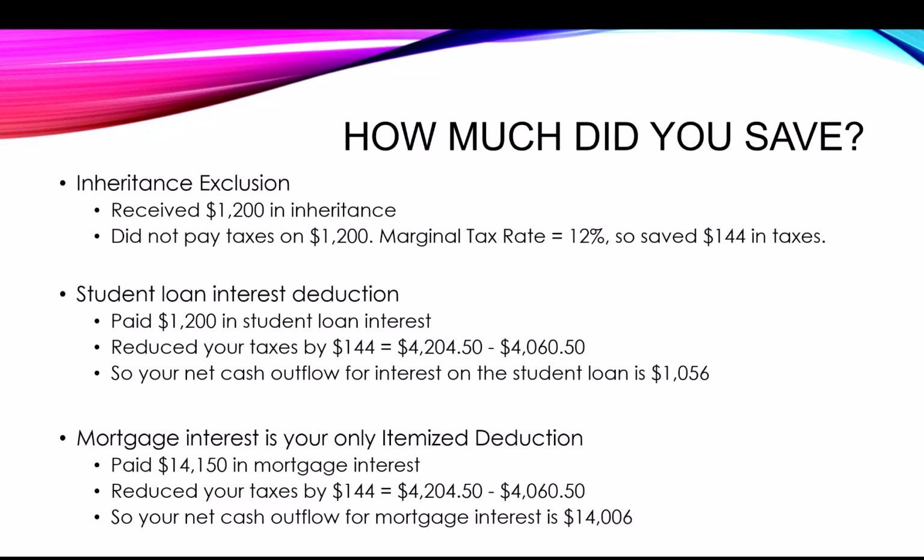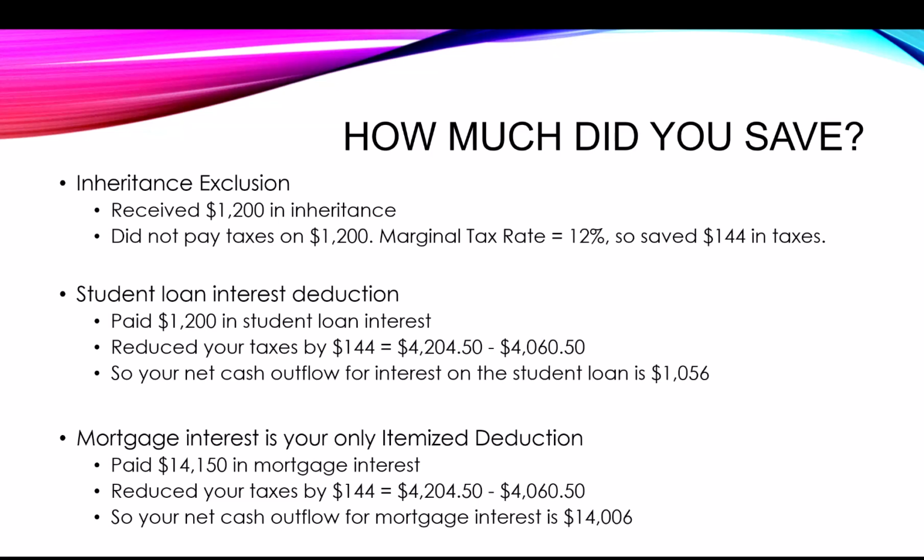The other two scenarios required him to spend money in order to receive that benefit. In the first case, he spent $1,200 in student loan interest. Because his AGI was sufficiently low, he was eligible to take all $1,200 as a for AGI deduction. But he still spent $1,200. So while he reduced his taxes by $144, his net cash outflow for the interest on the student loan would still be $1,056.